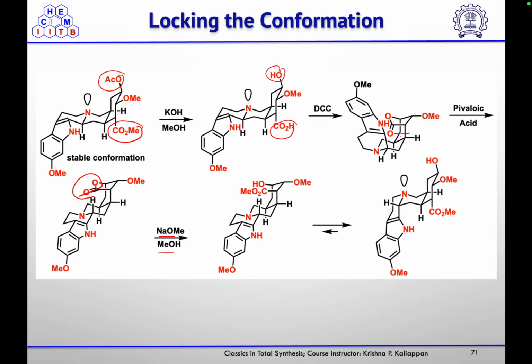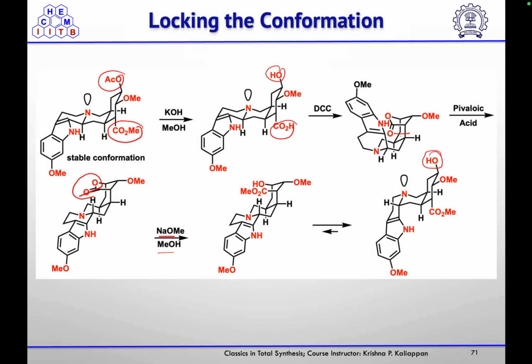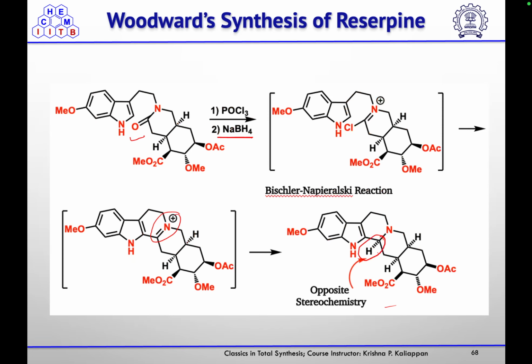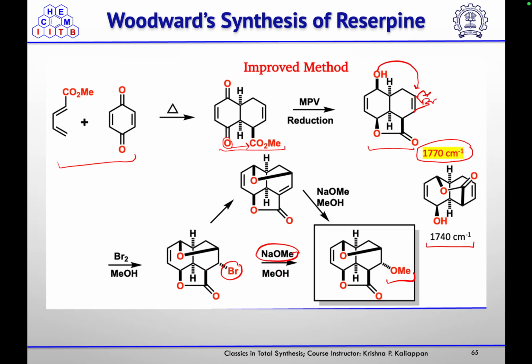Then the only thing they have to do is attach that aryl side chain to this alcohol. For that they treated it with this acyl chloride, and after resolution with camphor sulfonic acid they got reserpine. So in this way Woodward completed the total synthesis of reserpine using the Bischler-Napieralski reaction as the key reaction. And he used the face selectivity of the Diels-Alder product to introduce the five stereo centers in one ring.